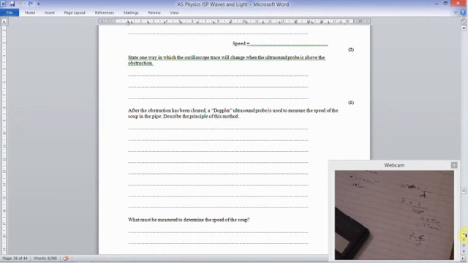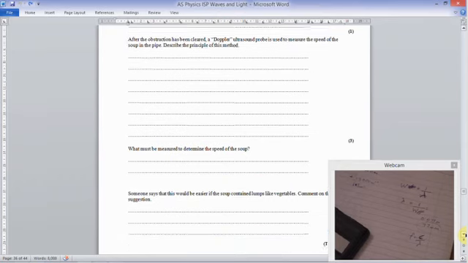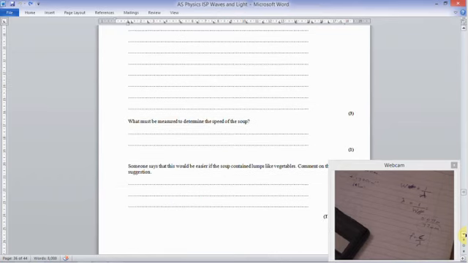After the obstruction has cleared, a Doppler ultrasound probe is used to measure the speed of the soup in the pipe. Describe the principle of this method. That's exactly what we discussed before in terms of the artery, change in frequency. You have to use two transducers, one to give out the ultrasound wave, one to receive it, and you're looking for a change in frequency, which is proportional to a change in speed. What must be measured to determine the speed of the soup? In other words, the frequency or the wavelength must be measured.